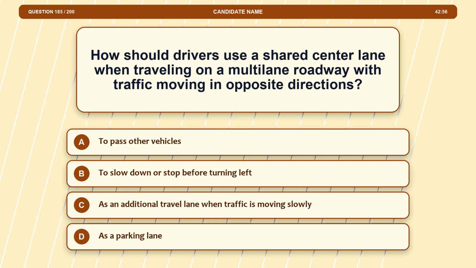Question 185. How should drivers use a shared center lane when traveling on a multi-lane roadway with traffic moving in opposite directions? Option A. To pass other vehicles. Option B. To slow down or stop before turning left. Option C. As an additional travel lane when traffic is moving slowly. Option D. As a parking lane.